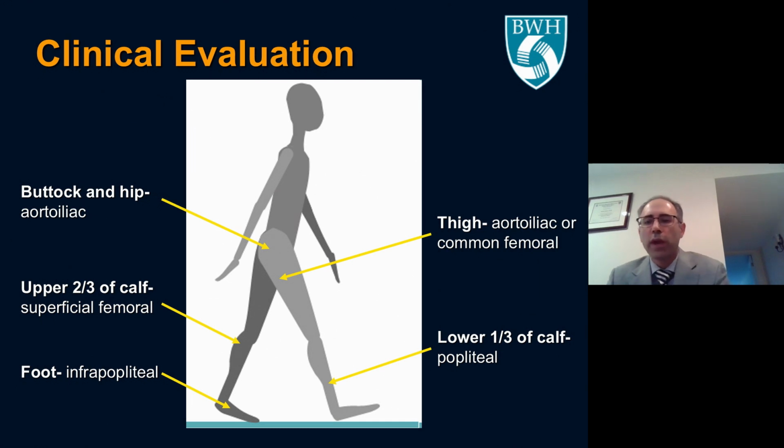We can localize, or try to localize, where the arterial occlusive disease is in patients with peripheral artery disease, depending on where their symptoms are located. So patients that have buttocks and hip claudication oftentimes will have either aortic or iliac disease. Those with thigh symptoms can have aortoiliac disease or sometimes disease in the common femoral artery. Patients that are complaining of calf claudication, that's usually a sign of superficial femoral artery disease. The lower 1/3 of the calf usually means the patient has popliteal or infrapopliteal disease. And then foot claudication, which we don't see that commonly, is usually a sign of infrapopliteal disease.